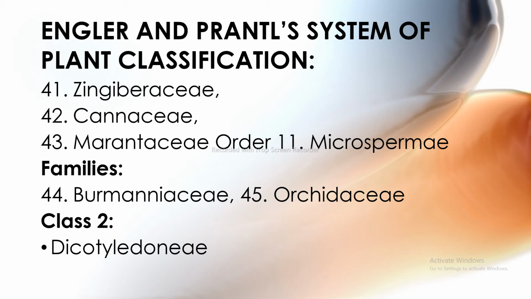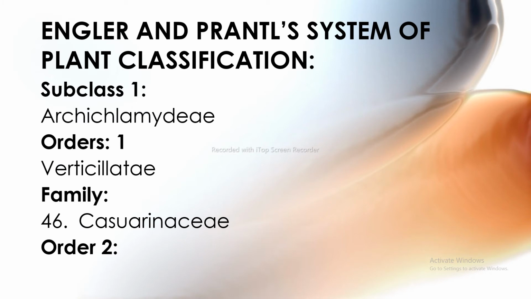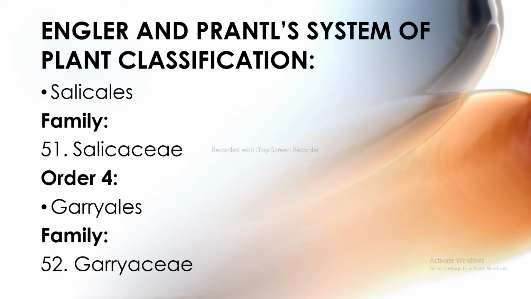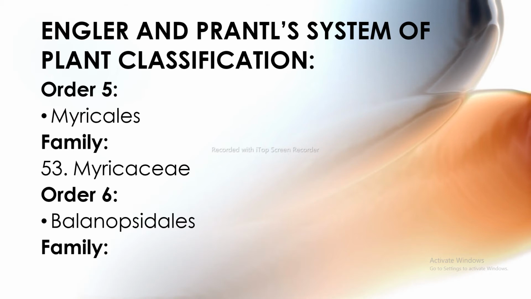Class 2 is Dicotyledons. Includes the subclass 1 Archichlamydeae. Includes the orders: 1, Verticillatae. Family is Casuarinaceae. Order 2 is Piperales. Includes the family Saururaceae, Piperaceae, Chloranthaceae, Lacistemataceae. Order 3 is Salicales and includes the family Salicaceae. Order 4 is Garryales. Includes the family Garryaceae. Order 5 is Myricales. Includes the family Myricaceae.